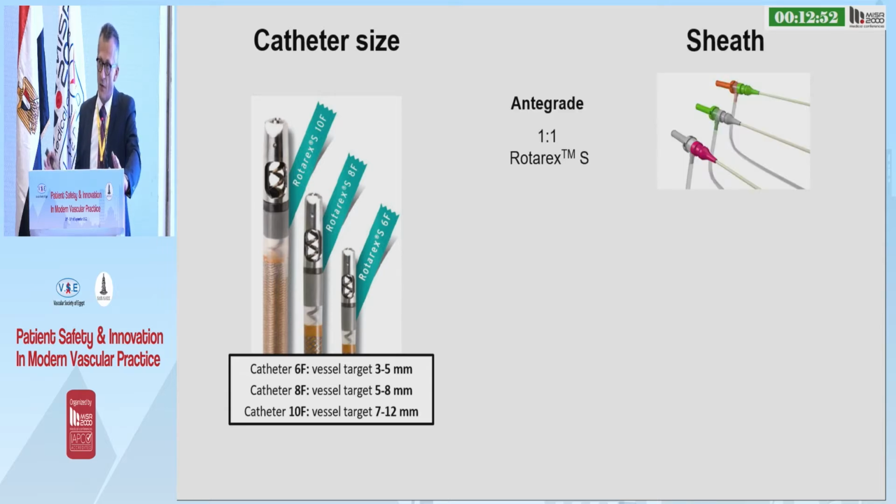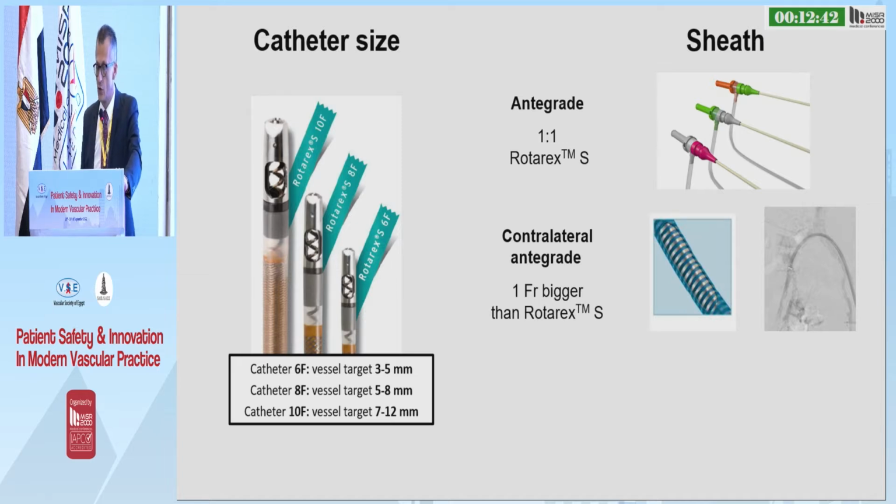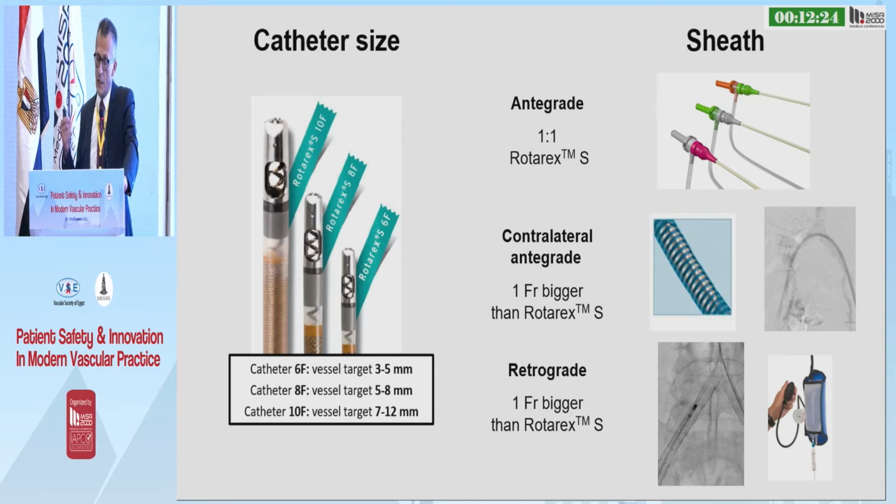About the sheath, usually when we work in antegrade, we use the sheath one-to-one with Rotarex. But when we work in crossover, usually we prefer to use a reinforced sheath, 1 French bigger than Rotarex. This is to avoid kinking at the iliac bifurcation and to obtain a better passage of the device.